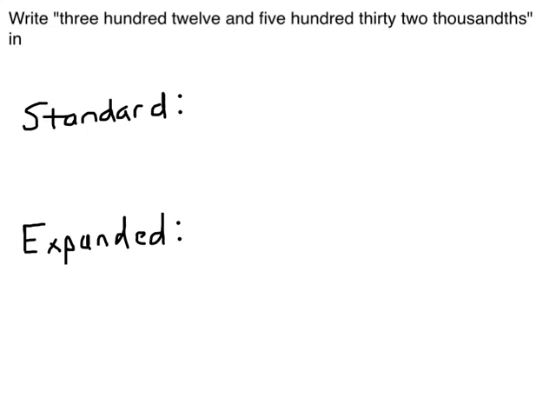Now we're ready to dive into our video. Today we're going to be writing decimals in different forms. Let's start with an example. Write 312 and 532 thousandths in standard and expanded form. Well, remember, when I write numbers in standard form, I can start by drawing my place value chart.